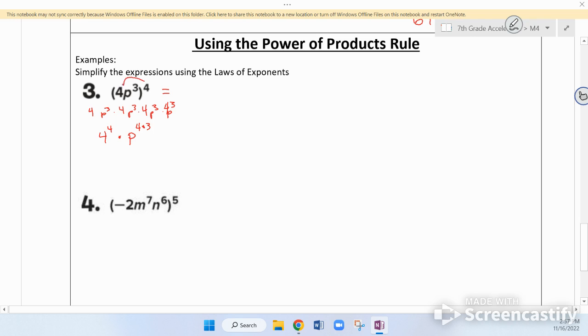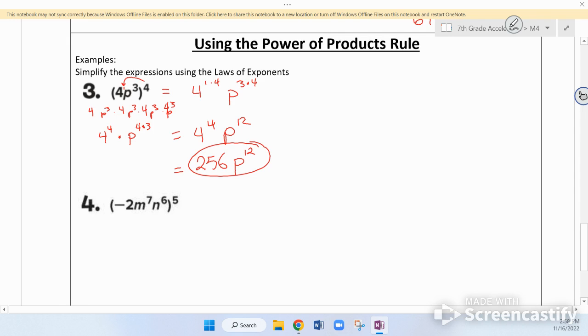Okay, so the shortcut is we put a 1 there, we take that in, and we say 4 to the 1 times 4, and p to the 3 times 4. That gives us 4 to the 4th and p to the 12th. It's very easy to just do 3 plus 4 and get 7 there. Try to avoid that. And then we get 4 to the 4th, which is 256, p to the 12th. And that is our final answer.